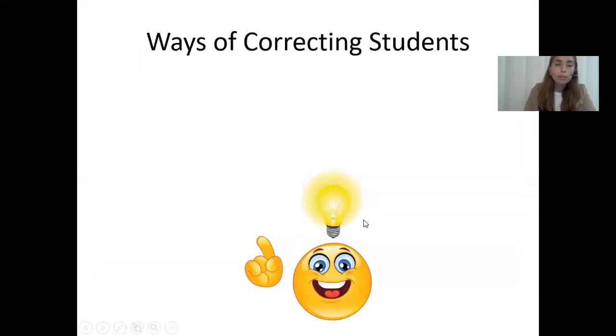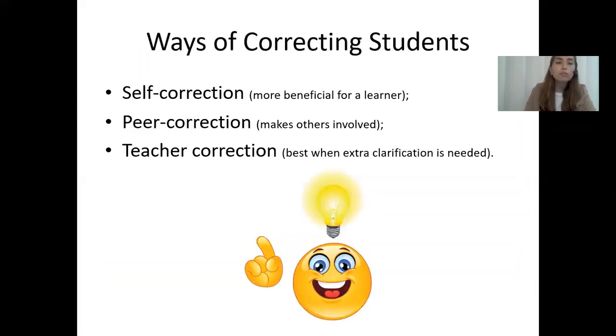There are three main ways of correcting students. First, it's self-correction, when students correct themselves. Another one is peer correction, when you ask other students to correct mistakes. And the third one is teacher correction, when students are not able to find their mistakes and there is a need of extra clarification from teacher.